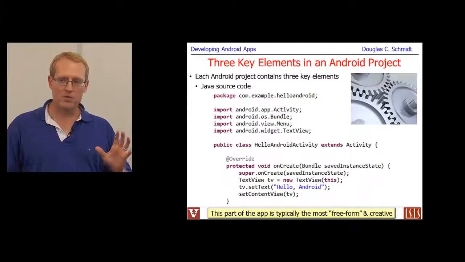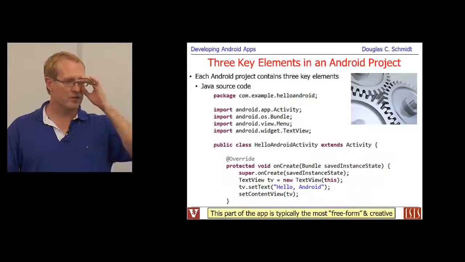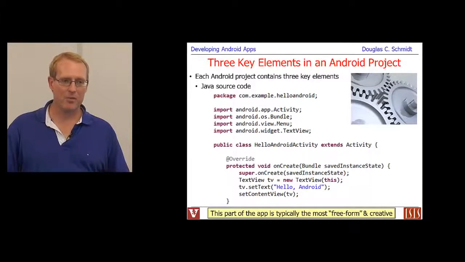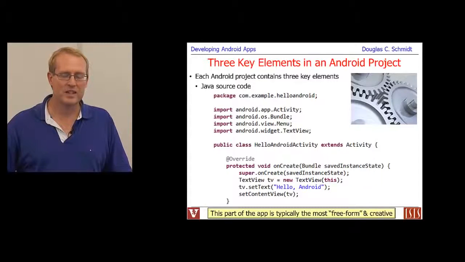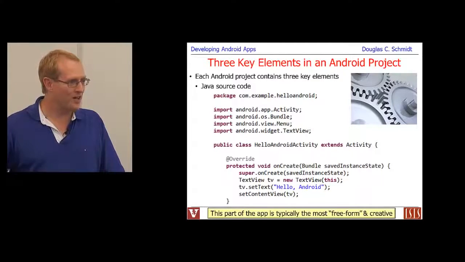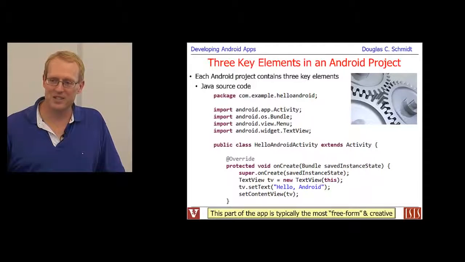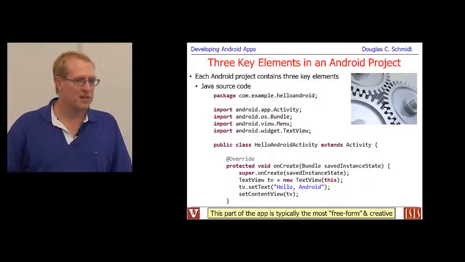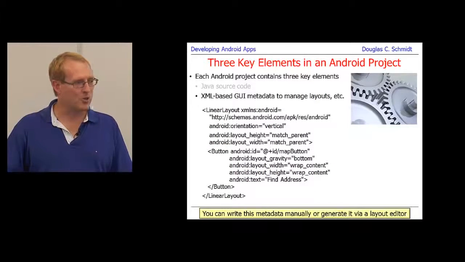From our point of view, developing applications and services in Android, there are three key things that we care about. There are lots of other things too, but there are three key things we care about. The first, of course, is the Java code. This is the part that is the most flexible, typically where the most creativity goes in. That's probably where you'd spend the bulk of your time, unless you're a packager.